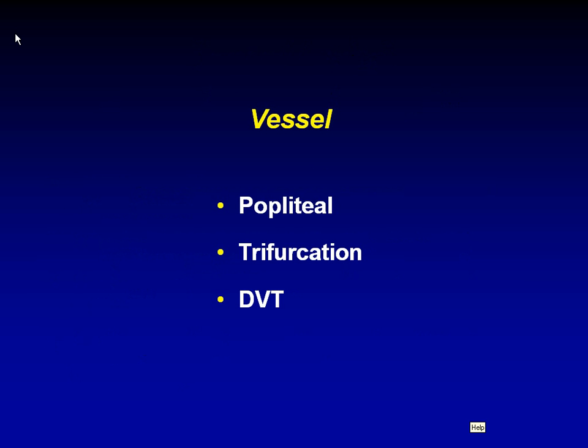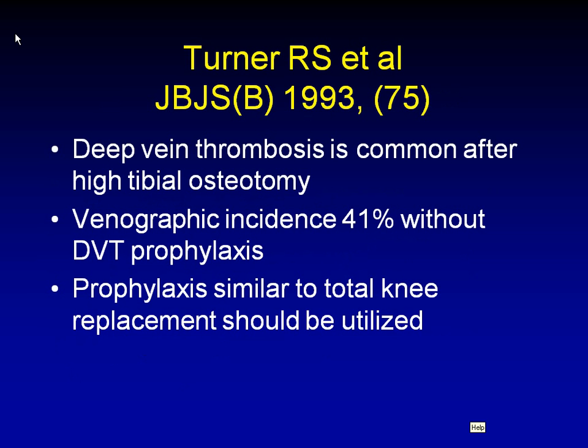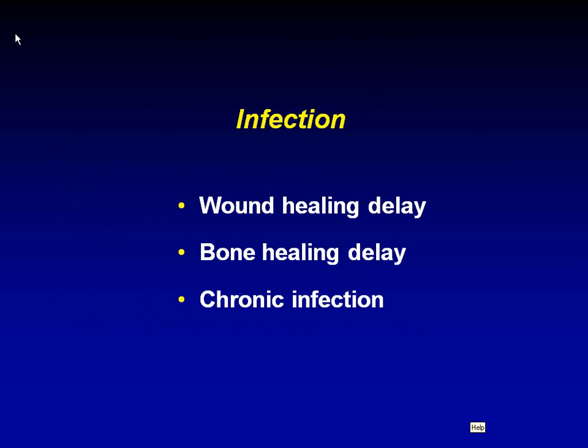Now, vessel injuries are rare with either opening or closing wedge osteotomy. They do occur, but of course they are very infrequent. What is common, however, is deep vein thrombosis. Turner in the JBJS in 1993 looked at deep vein thrombosis after high tibial osteotomy and found a venographic incidence of 41% without prophylaxis. So that's the same incidence as we would see with total knee replacement. So prophylaxis similar to total knee replacement should be utilized in patients with closing wedge high tibial osteotomy.